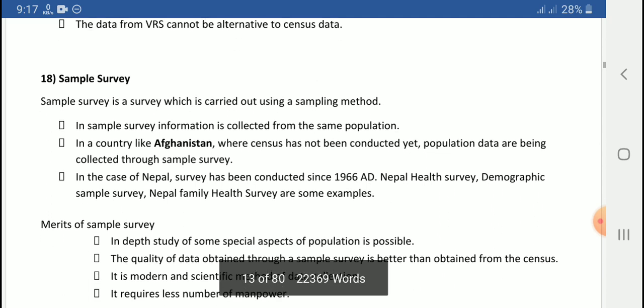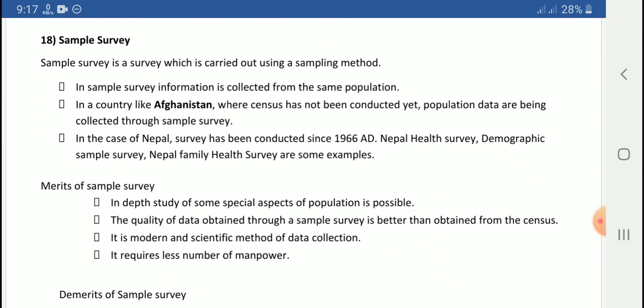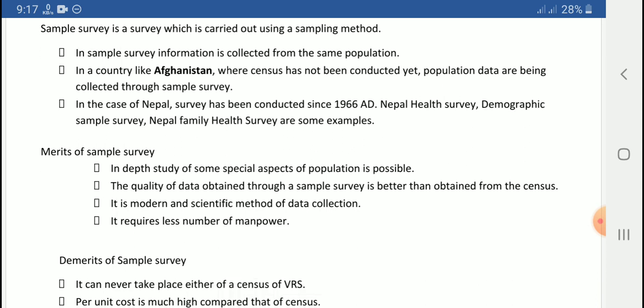Now talking about sample survey. This is a very short and sweet definition of sample survey. Sample survey is a survey which is carried out using the sampling method. So in a sample survey, information is collected from a sample population. In a country like Afghanistan, which is a SAARC country, census has not been conducted yet. Population data are being collected through sample survey. Okay, other things you can read yourself.